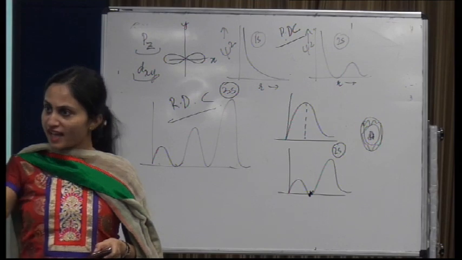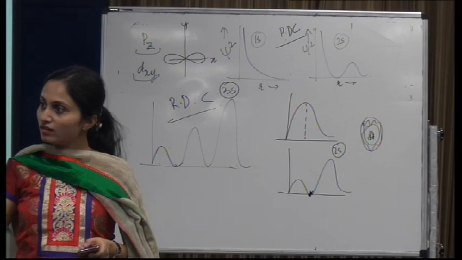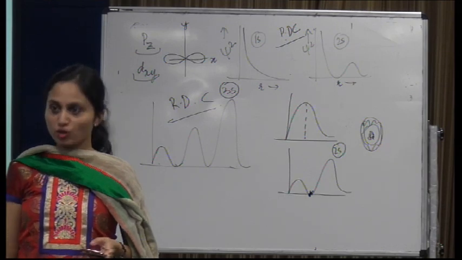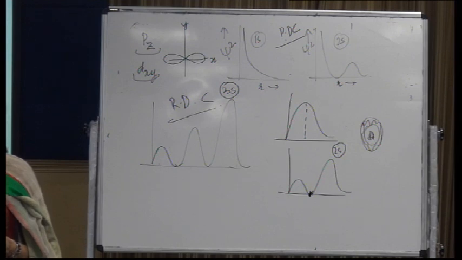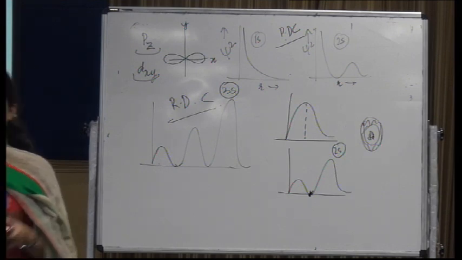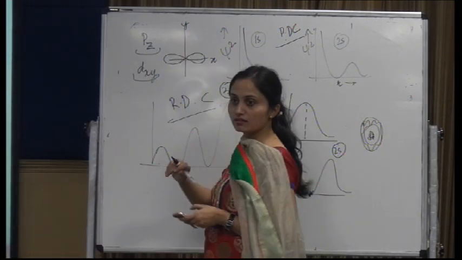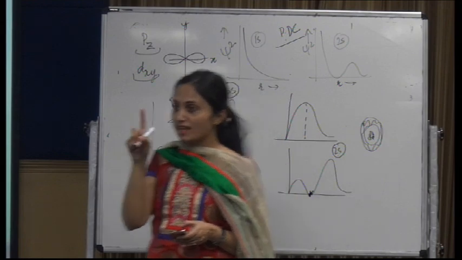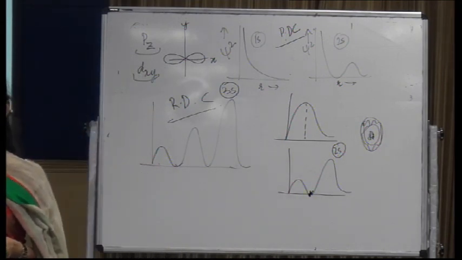xy means x is present, so that's not a nodal plane. xz also has x, so it will have the nodal plane, meaning there is no or negligible probability of finding the electron. So which plane will not have x at all? That will be yz. So p orbitals will have only one nodal plane. Do not make this mistake again.